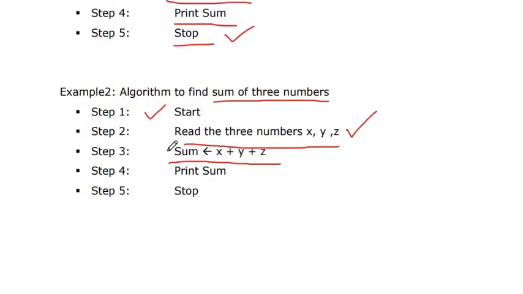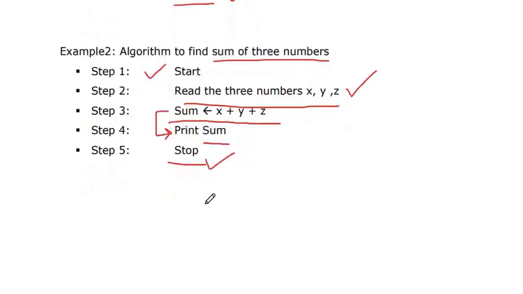Next we have to print the result. The result is print sum. Next we have to stop the operation, right? At the end we have to write stop. This is example 2.